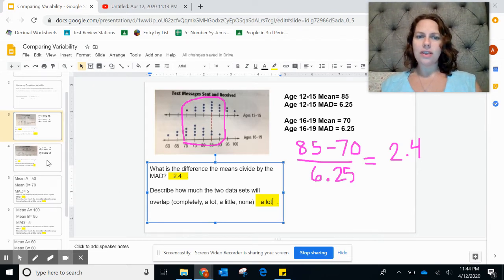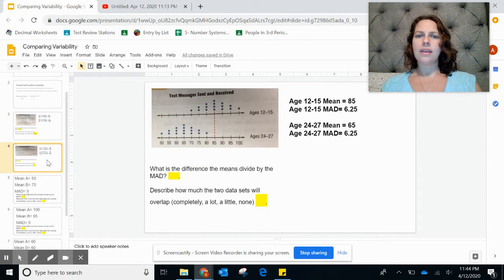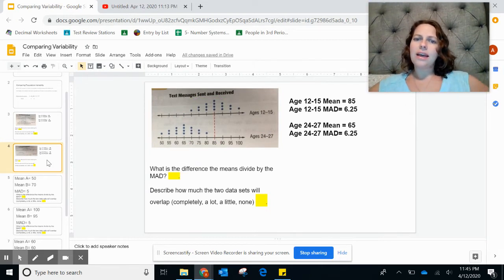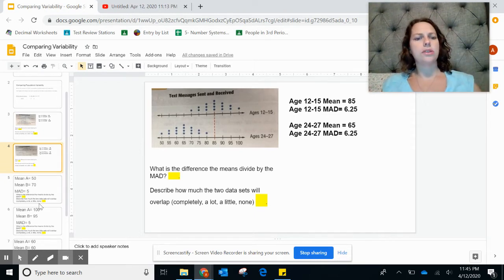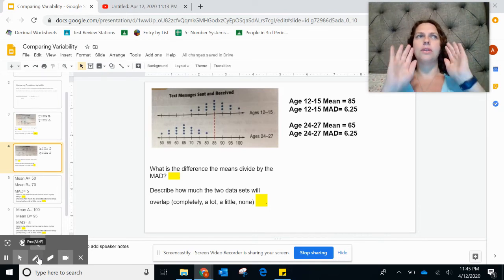And I think we're ready to do another. So when we go to this next one, same idea. I gave you the graphs just so we could again kind of see how it looks. And I gave you the means and the MAD. So let's do the same idea. Go ahead, I'm gonna let you try, set it up. Let's see if you can get the right setup for the difference of the means over the MAD. Just set it up first.